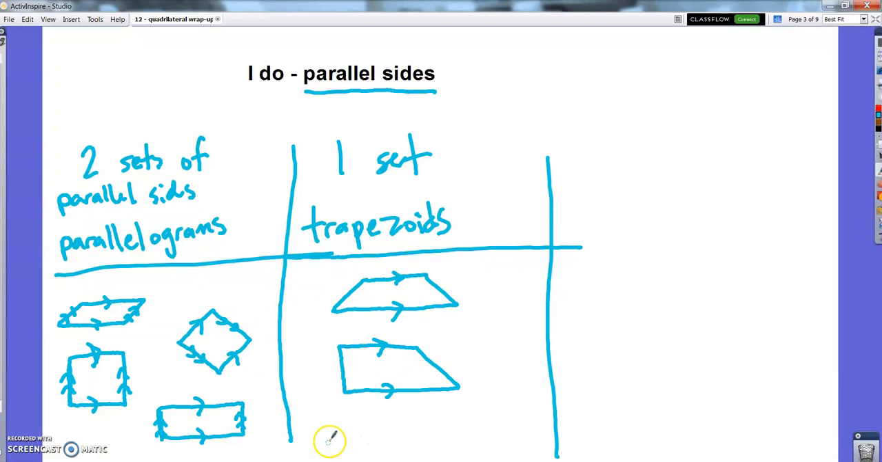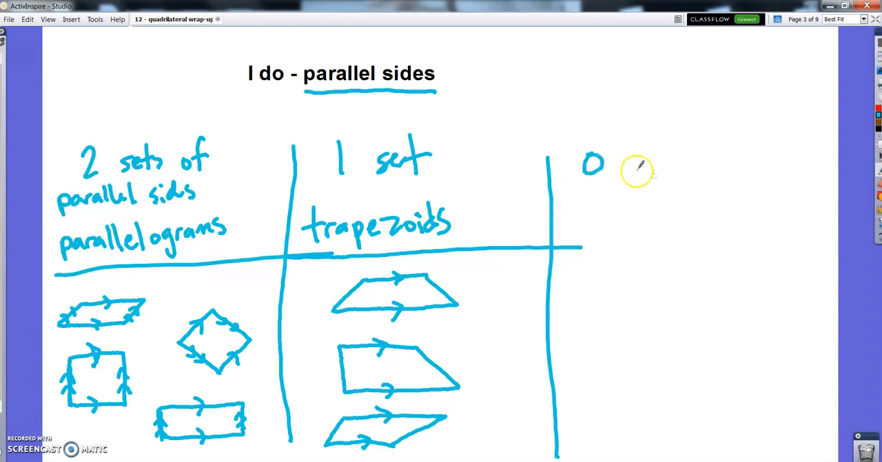And some of them look even more, even like this is a trapezoid. Top and the bottom are parallel. 1 set of parallel sides is called a trapezoid. 2 sets is called a parallelogram. If it has no sets of parallel sides, it doesn't get a special name. It's just a quadrilateral.